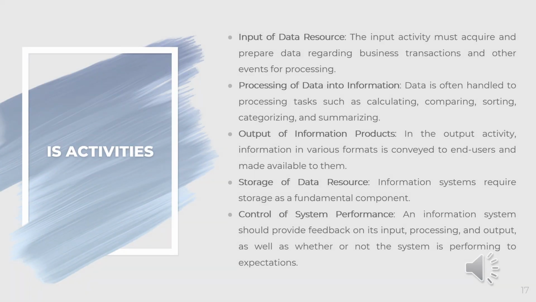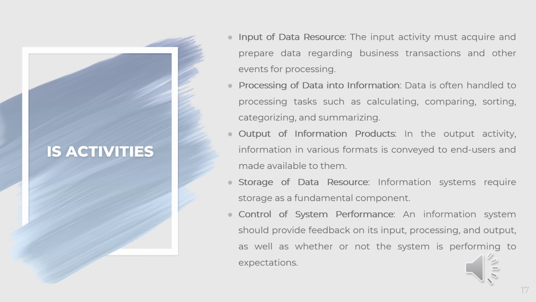Okay, moving on to information system activities. There are also 5 types of information activities. The first one is input of data resource. The input activities must acquire and prepare data regarding business transactions and other events for processing. Number 2 is processing of data into information. Data is often subjected to processing tasks such as calculating, comparing, sorting, categorizing, and summarizing.